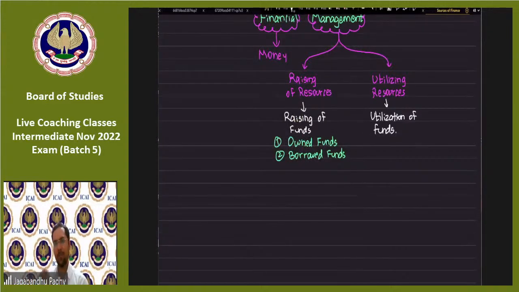Simple, right? Then, where can I really utilize my funds? Broad categories of investing my funds. Can you tell me what are the broad categories in which I can invest my money? I have raised funds either through owned funds or through borrowed funds. Now I'm thinking of how to put this money into the business. So what are the broad categories in which I can put my money? What are the broad categories?